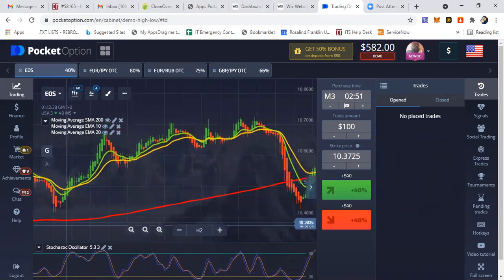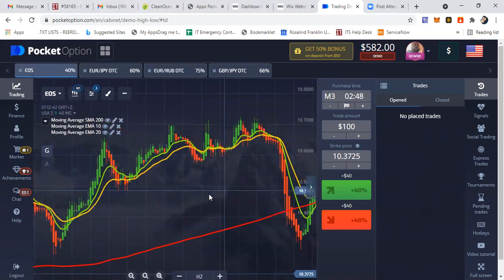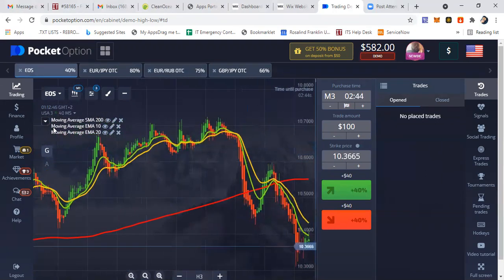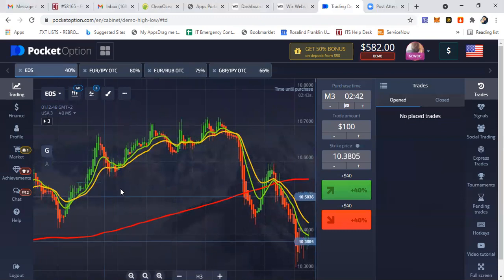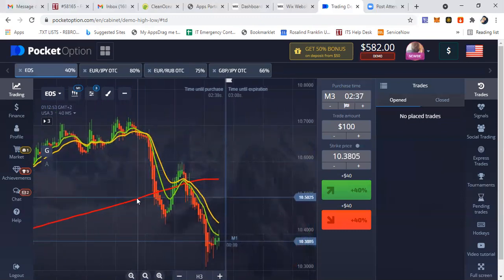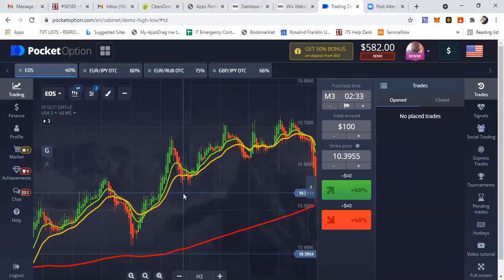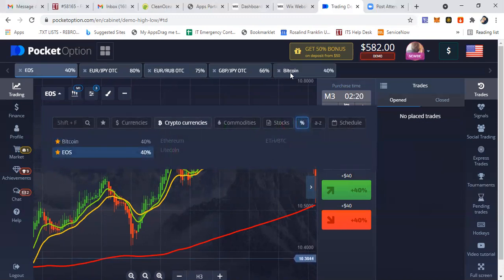And then we're not even going to worry about the stochastic. Get the stochastic out of here. All right, so we've got the 10 period moving average, the 20 period moving average, and the 200, right? So it's a very simple strategy, not hard, doesn't take too much thinking. Let's look at a pair, and since it's the weekend, let's bring up Bitcoin.